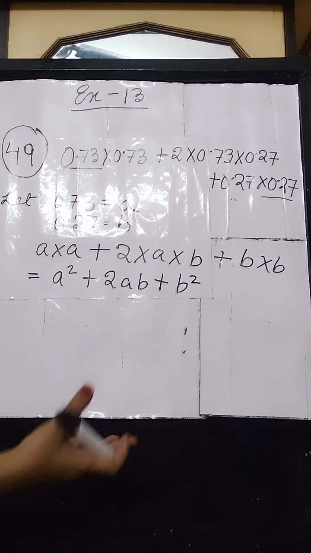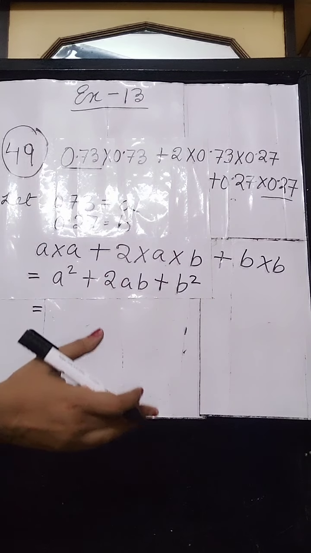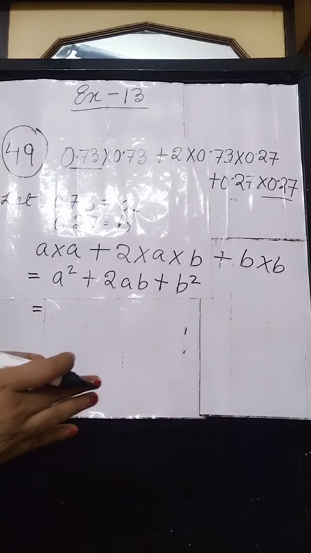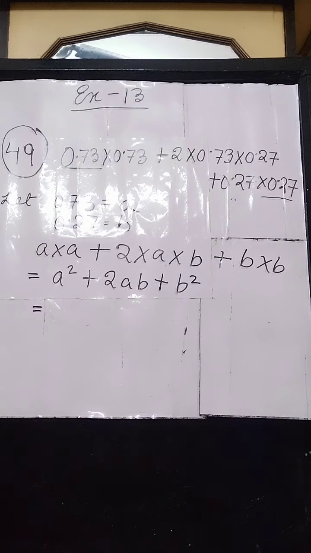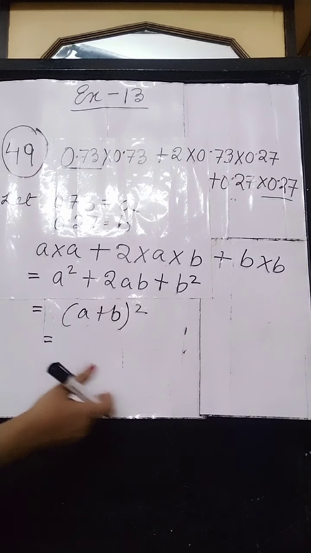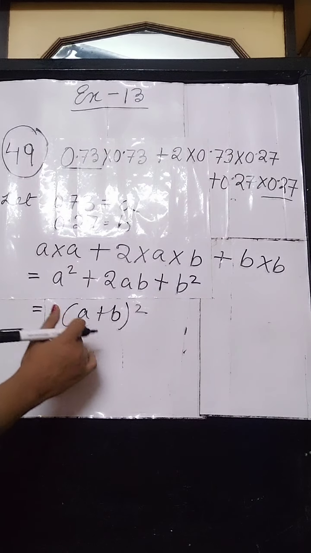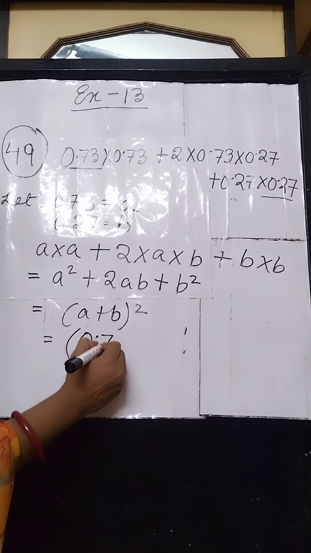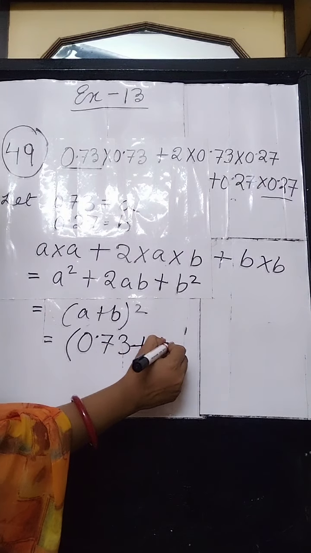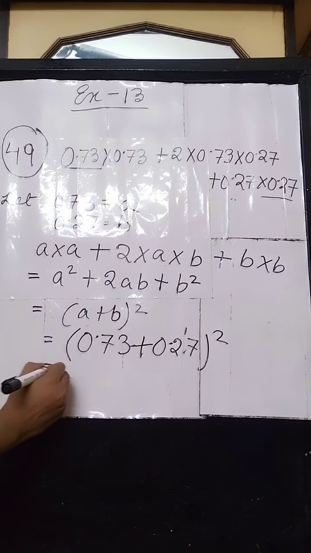So we can easily relate this numerical problem with the formula (A plus B) whole square. That means the formula (A plus B) whole square can easily be applied in this sum. Now we will put the numerical value. What is the numerical value of A over here? The numerical value of A is 0.73. So we write 0.73 plus 0.27, keep the bracket, close the bracket and give a square.